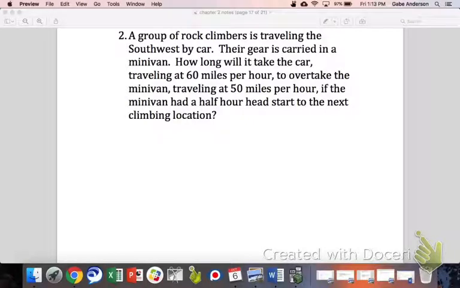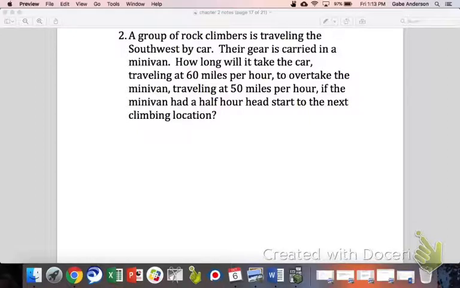We would kind of re-review it a little bit and re-talk this through. So you've got your notes out. We're reading this together. It says, a group of rock climbers traveling in the Southwest by car. Gear is carried in a minivan. They're also traveling in a car. How long will it take the car traveling at 60 miles per hour to overtake the minivan traveling at 50 miles per hour if the minivan started a half hour ahead of the car?